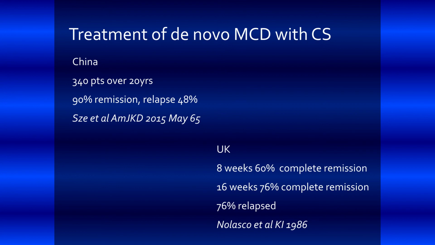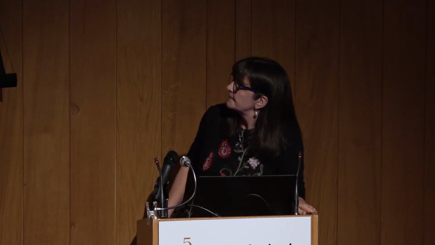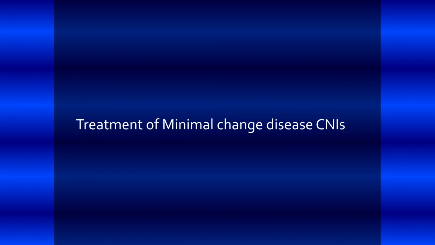This is data from Guy's Hospital, a bit more historic, but this was out to a year, and by a year, 75% of patients had relapsed. So you've had 6 months of high-dose steroids, and 75% of you relapse. It's not great, is it? So what about the alternatives?